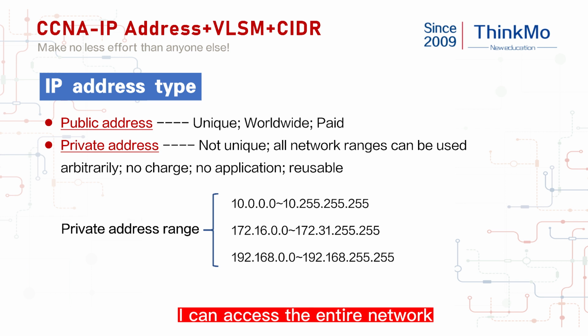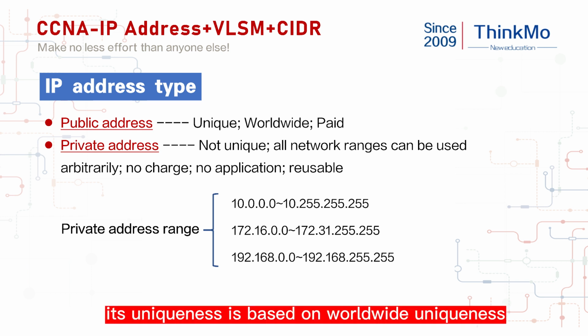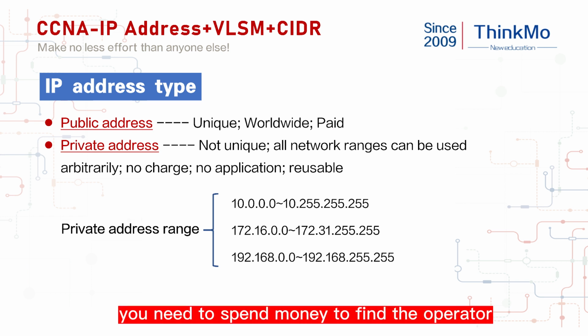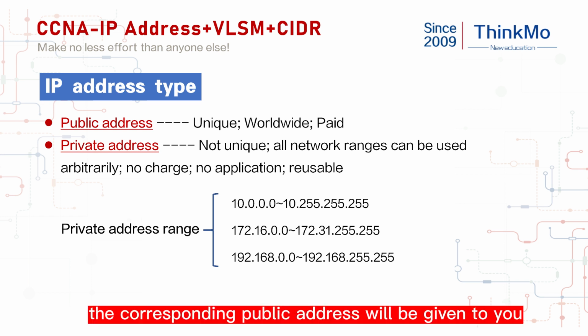I can access the entire network. That is, in the internet as a whole, I can only locate your device. Its uniqueness is based on worldwide uniqueness. That is to say, worldwide, it is guaranteed to be unique. But usually, you have to pay for this. You need to spend money to find the operator to handle the corresponding service, then the corresponding public address will be given to you.